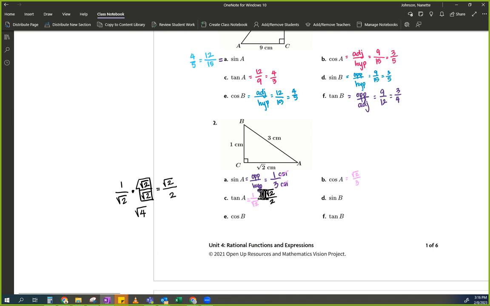So this is the one that I wanted you to think about in terms of this. That's what I want you to practice. There'll be more videos on this. This is called rationalizing the denominator. This is one way to rationalize the denominator.